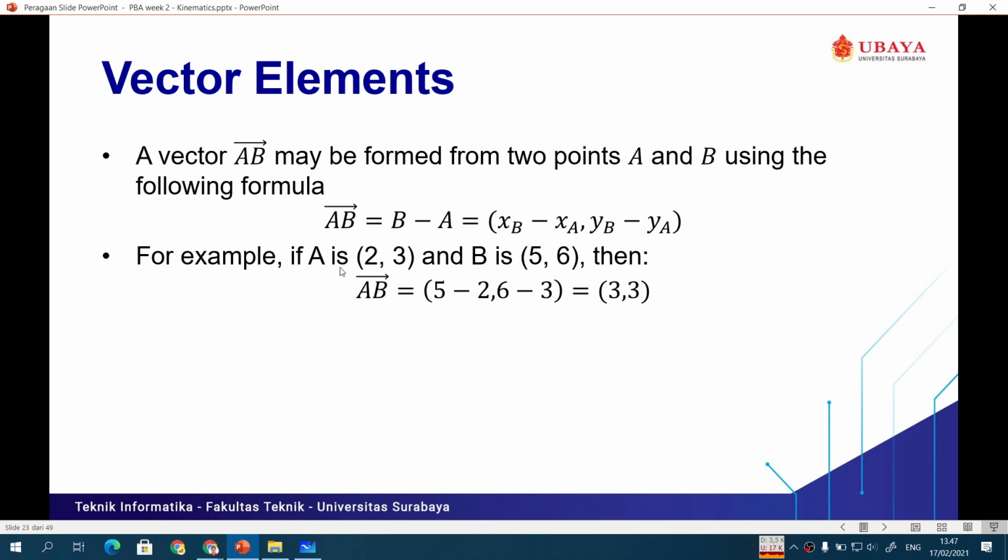Okay, for example, I have A at 2 comma 3 here, and B is at x equals 5 and y equals 6. Then I can form the vector AB, which is the x value first, 5 minus 2, which is 3, and then 6 minus 3, the y is also 3. So the vector AB is denoted as 3 comma 3. The x component is 3 and the y component is also 3.